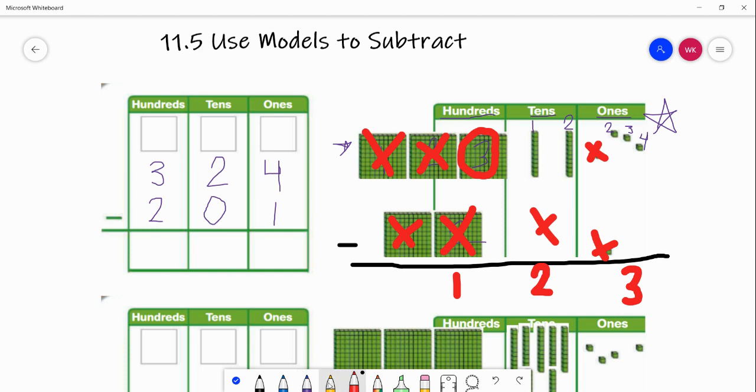Now let's check our work with the problem over here. We have 4 minus 1 equals 3. 2 minus 0 equals 2. 3 minus 2 equals 1. So we were correct doing our base 10 blocks with our subtraction and our place value map, and we got the same answer over here.